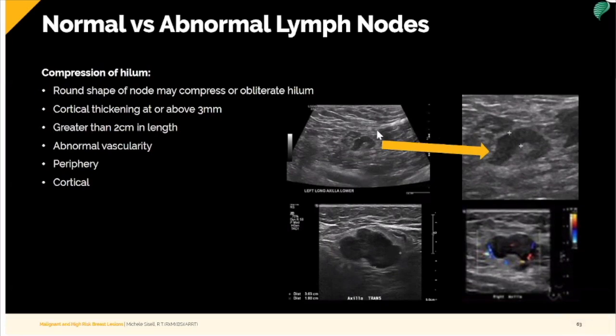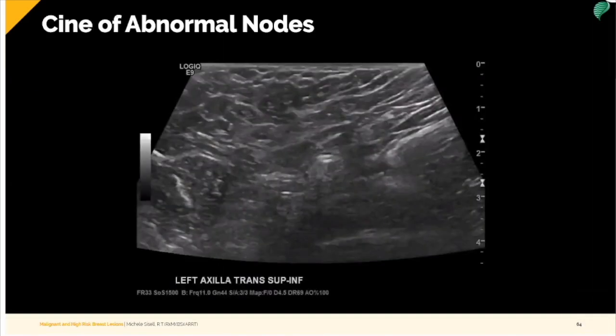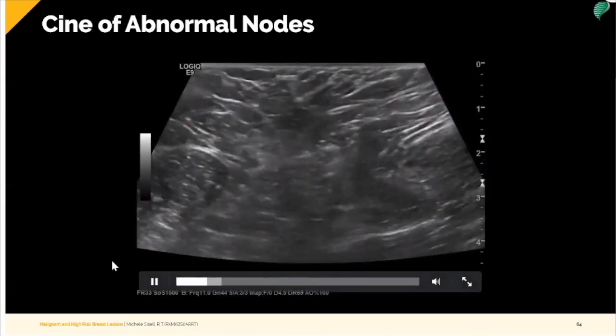So this one obviously is a little bit irregular because the cortex is enlarged. We are looking for a cortex usually that is less than 3 millimeters. Depending on what your protocol in your facility is, you might measure the whole lymph node. In facilities that I have worked across the United States, we measure the cortex, and if it's at 3 millimeters or above, that puts it into the concerning or suspicious category, and it needs to be FNA'd, fine needle aspirated, or a biopsy. And if it has any vascularity in the cortex, that makes it suspicious for disease also. Here's a cine of abnormal lymph nodes.